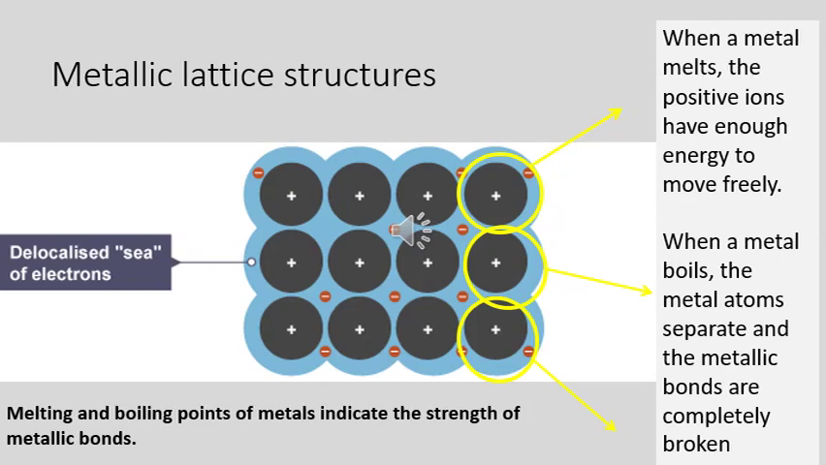What you really need to know is that the melting and boiling points of metals indicate the strength of the metallic bonds. So when we're talking about metallic bonding, no other words are relevant really. We don't talk about anything to do with molecules, we don't talk about intermolecular. Metallic lattice structures only contain metallic bonding, and the strength of the metallic bonds is indicated by the melting and boiling point. So the higher the melting and boiling point, the stronger the metallic bonds, and the harder it is to pull these atoms of the metal apart.